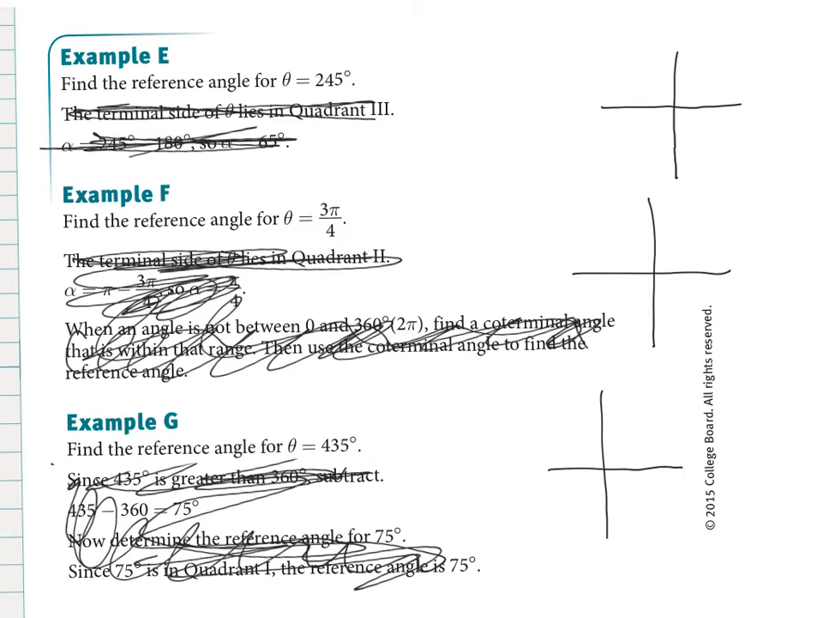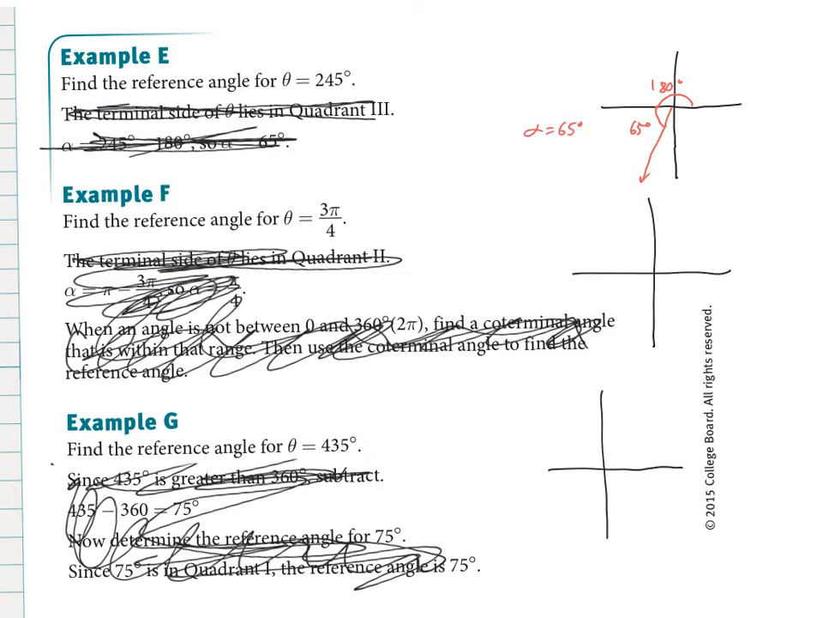So for 245 degrees, I know it's bigger than 180. So I'm going to rotate again counterclockwise because it's positive. Bigger than 180. How much? 65 degrees bigger. So it's something like that. So I'm 65 degrees bigger than 180 when you really think about it. So that 65 degrees winds up being my reference angle, my alpha.